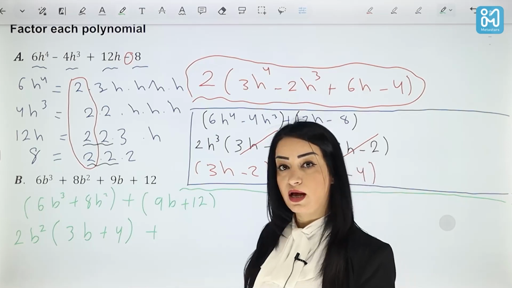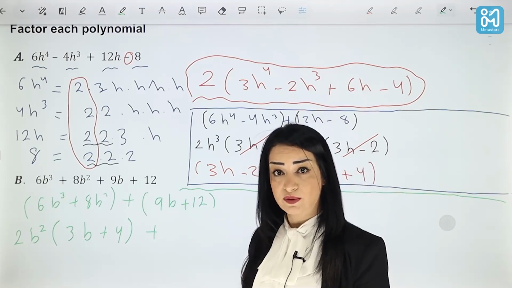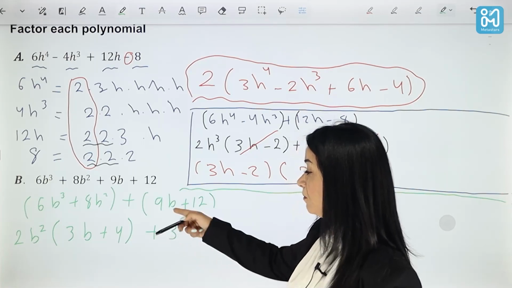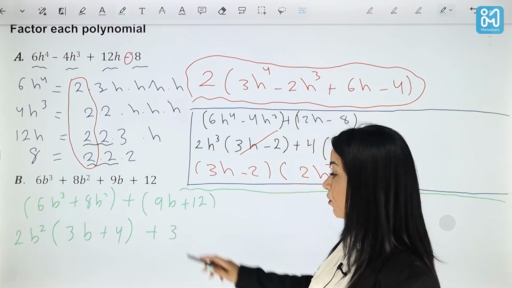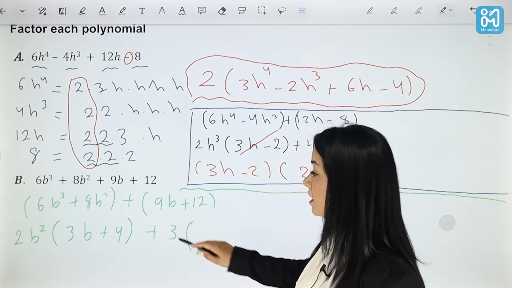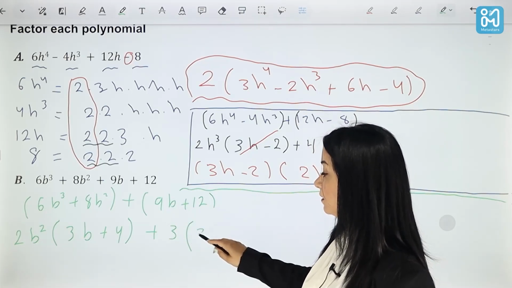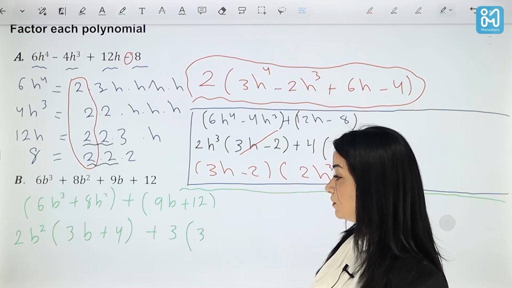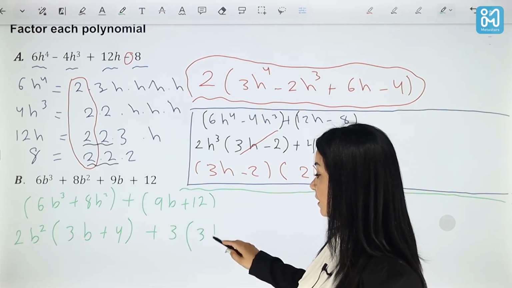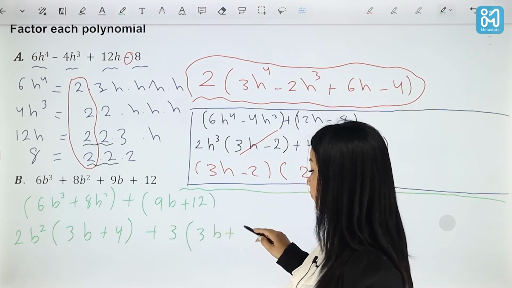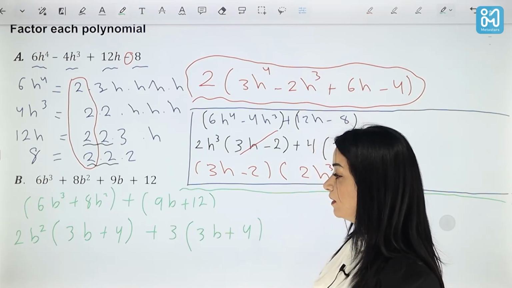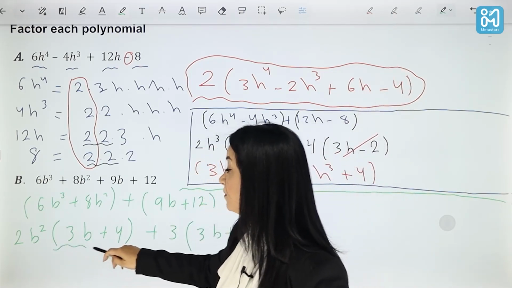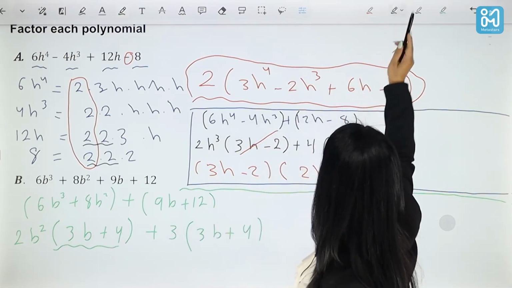Now 9 and 12, what is a common factor between 9 and 12? Of course, it's 3. So I will take 3 out. Here I don't have b, so only 3 is a common factor. So what do I have left? 3 times what is equal to 9 is 3. So 3 times 3 is equal to 9, b here. And 3 times 4 is equal to 12. So now I have 3b plus 4.